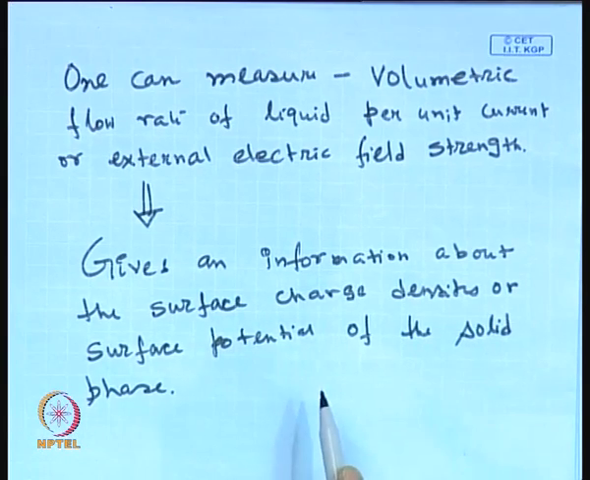So, one can get information about the surface potential of the capillary, or the net amount of charge density, that means charge per unit square meter of surface present on it. If you are talking about nanofiltration membranes, where the membranes are charged, then by measuring the electroosmotic flow rate, one can measure the net potential of the capillaries or the pores.